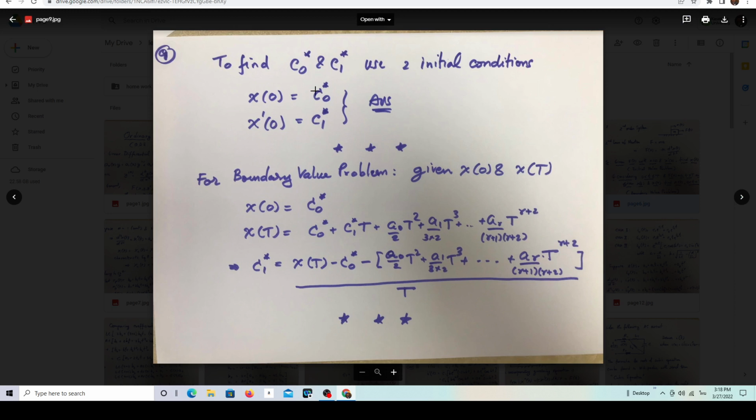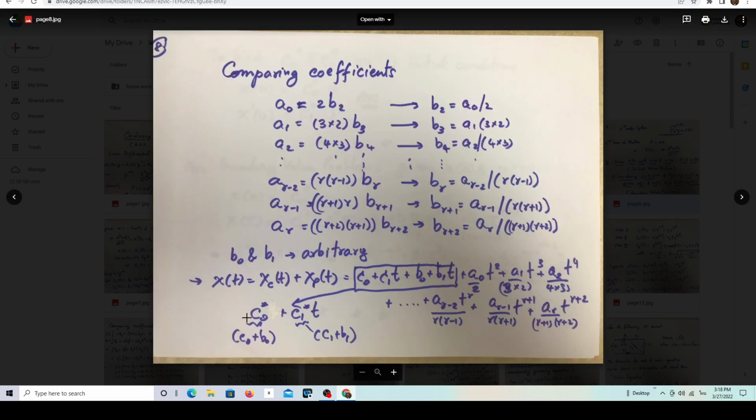Suppose, just very briefly, that x sub 0 and x prime sub 0 are given values. Once you set t equal to 0, you can look at the xct, the complementary solution. When t is equal to 0, it becomes c0 star. But when you find the first derivative, this term vanishes and only c sub 1 star remains.